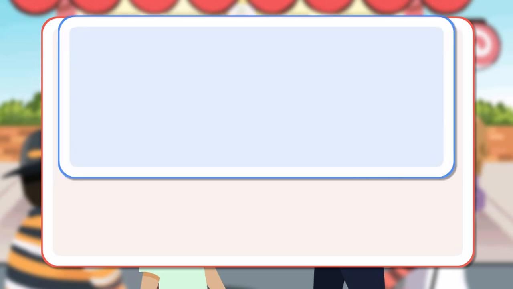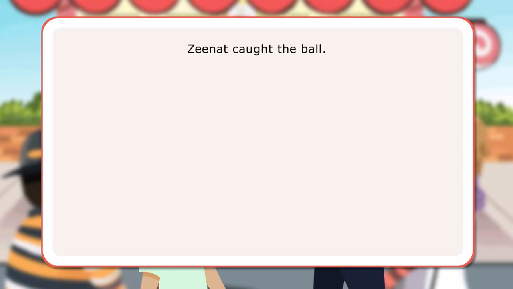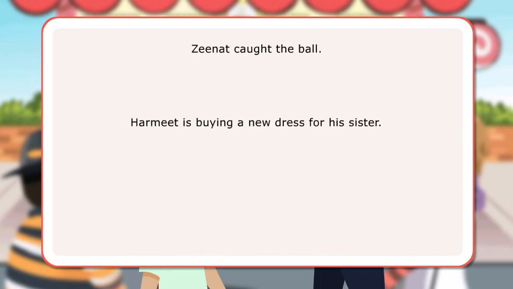Let us look at a few sentences. Zeenat caught the ball. Harmeet is buying a new dress for his sister. Purvi gifted a phone to Kamna.